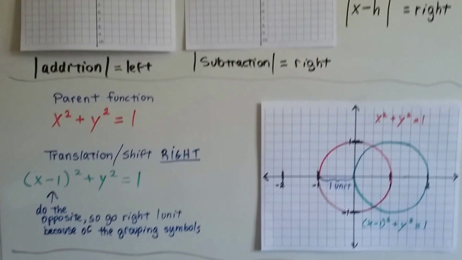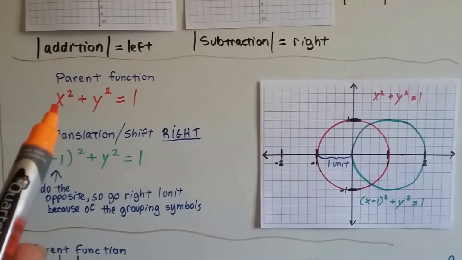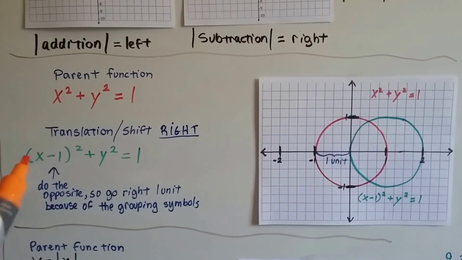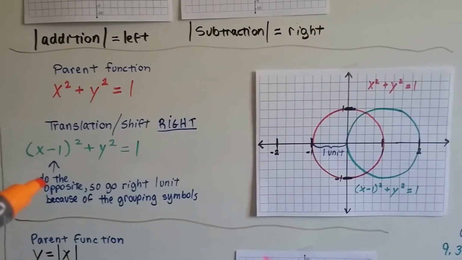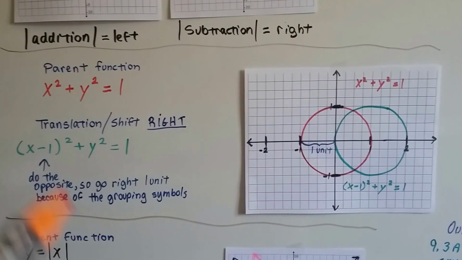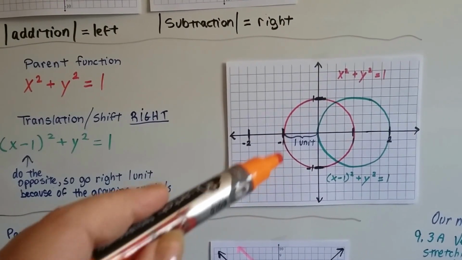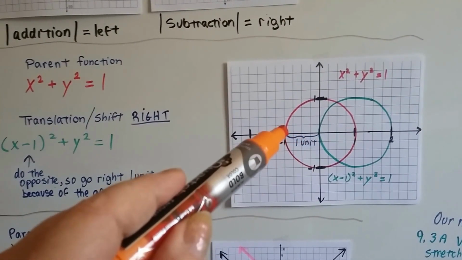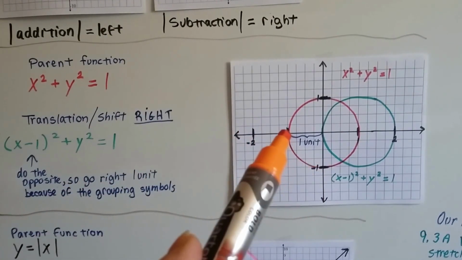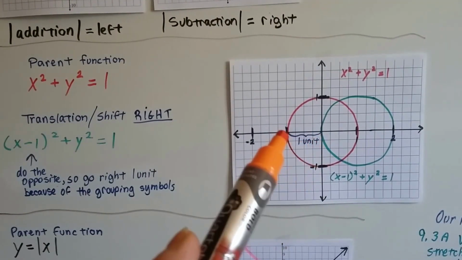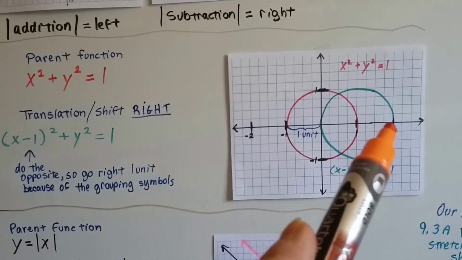See? And you might see parentheses. If we have a circle and our parent function is x squared plus y squared equals 1, and it has a translation or a shift to the right, we've got x minus 1 squared. So we're going to do the opposite. We're going to go right 1 unit because of that grouping symbol. So our red circle is going to shift to the right. See? So 4 squares makes 1. I tried to make this as big as possible. See, negative 2 is way over here. So this shifted 1 unit because I made it so that the graph had 4 squares equals 1 unit. See that? So now it moved over to here, see?